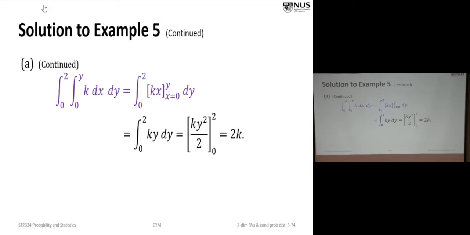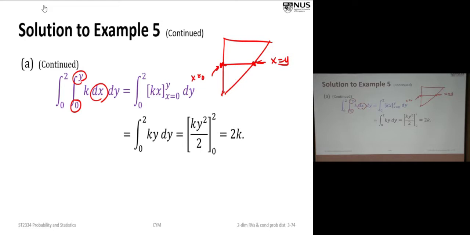So this one, remember, this is the region, right? So I integrate x first. Integrate x first means that I have to fix y. Fixed y, I try to integrate from this point to this point. So at this point, x equals 0. At this point, x equals 0. At this point, x equals y. So the limit is from 0 to y, k dx.